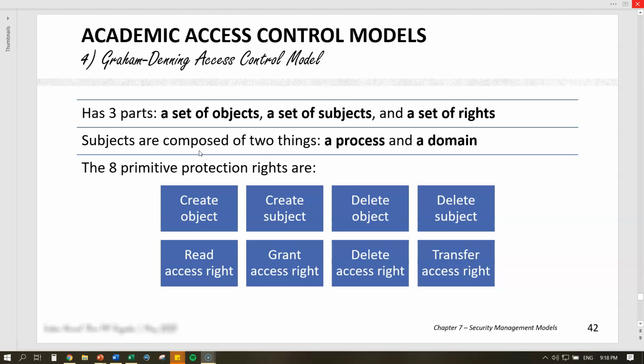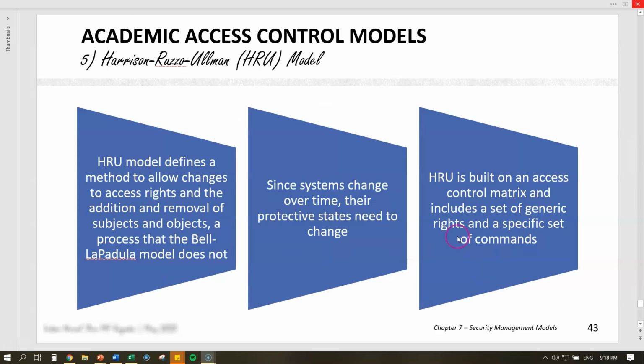Another type of academic access control models is Graham-Denning access control model. It has 3 parts, which is a set of objects, a set of subjects, and a set of rights. Next is Harrison-Ruzzo-Ullman model. HRU model defines a method to allow changes to access rights and the addition and removal of subjects and objects, a process that the Bell-LaPadula model does not have. Maksudnya, HRU model ni adalah improvement daripada Bell-LaPadula.